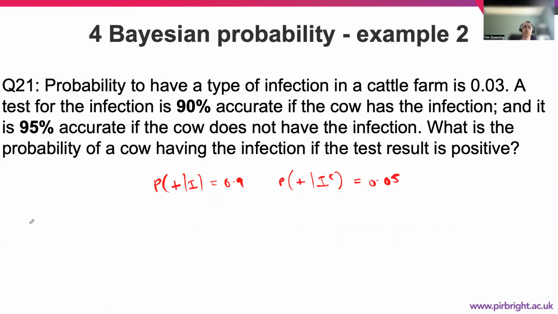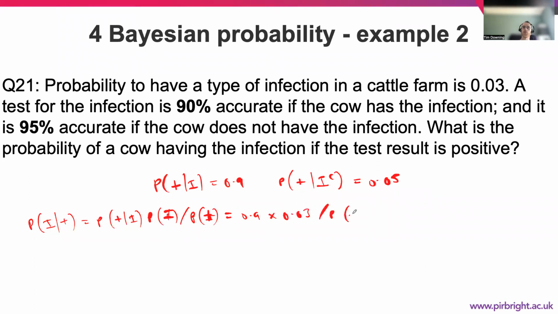What's the probability of a cow having the infection if the result is positive? Again, that's going to be positive, probability of being positive given that it's infected, by the probability of infection, divided by the probability of being positive, which is 0.9 by 0.03 divided by the probability of being positive.